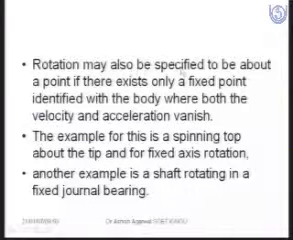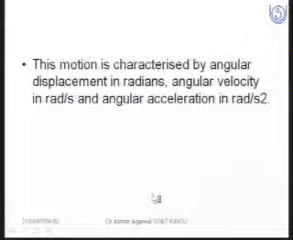The rotation may also be specified about a point. If there exists only a fixed point identified within the body where both velocity and acceleration vanish, the example is the spinning top about its tip. For fixed axis rotation, another example is a shaft rotating in fixed journal bearings. This motion is characterized by the angular displacement in radians, angular velocity, and the angular acceleration in radians per second squared.